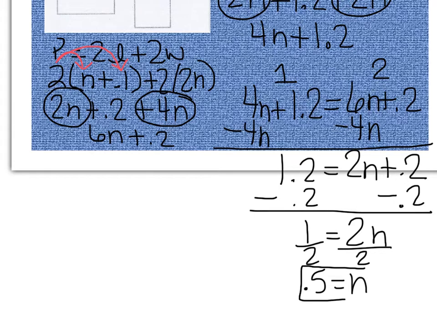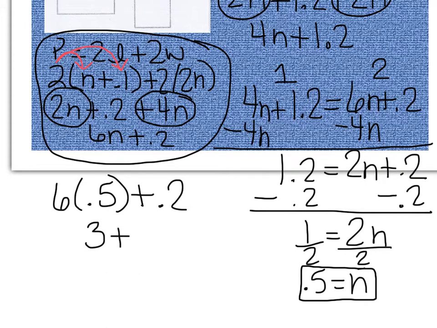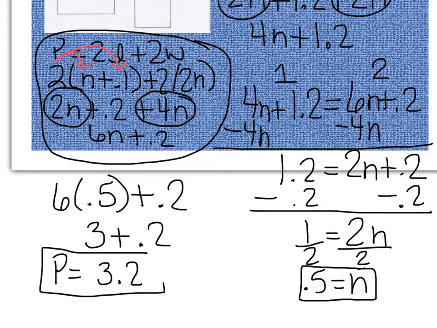So now that we know n, we have to go back and plug it into our original formula. So I'm just going to use number 2 right here. Okay, it says 6n plus 2/10. That would be the whole perimeter. So we're going to say 6 times 5/10 plus 2/10. So now if you multiply 6 times 5/10, you're going to get 3 plus 2/10. Well, 3 plus 2/10 gives you 3 2/10. Therefore, the perimeter of both of them is 3 2/10 since their perimeters are the same.